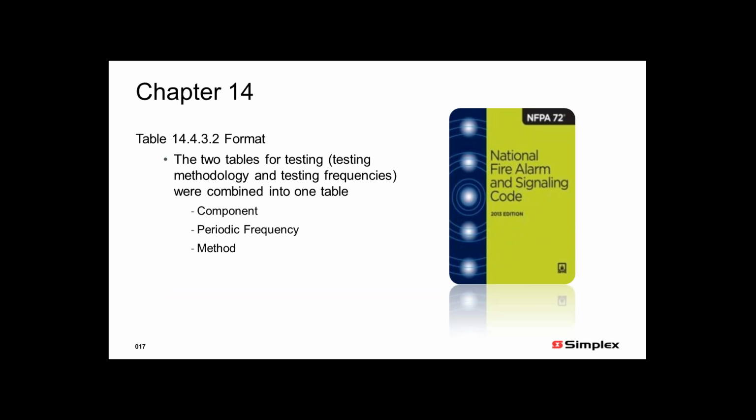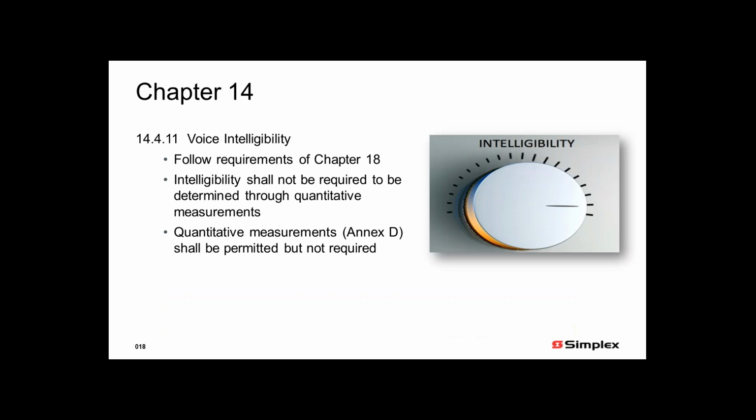Some formatting was cleaned up. For those of you that are familiar with 72, we had a separate table for testing methodology and the testing frequencies. So we combined those together in 14.4.3.2 into one table. It makes it a little bit easier for the owner or for the reader to understand or follow what's going on.